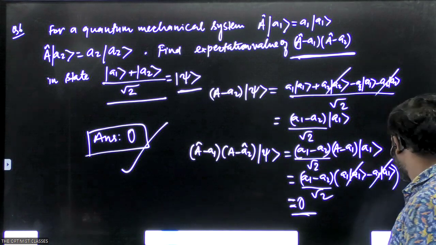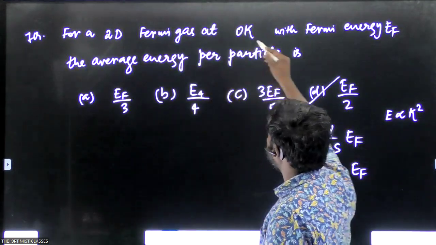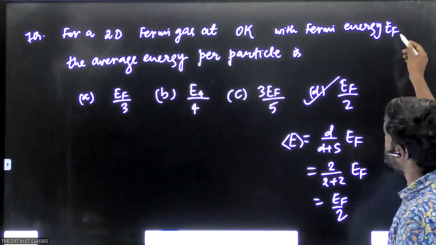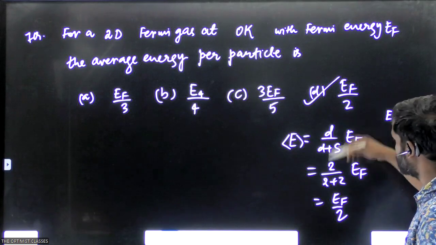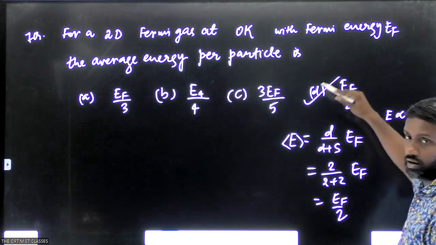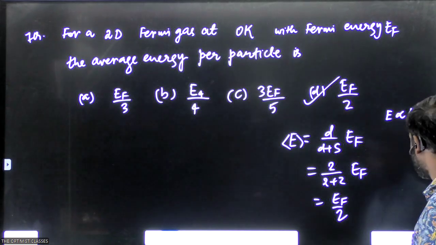Okay. Next question. It says for a 2D Fermi gas at 0 Kelvin with Fermi energy EF, find the average energy. So here I have done the calculation using this formula. Okay, so the correct answer should be EF by 2. So the correct answer is this one.